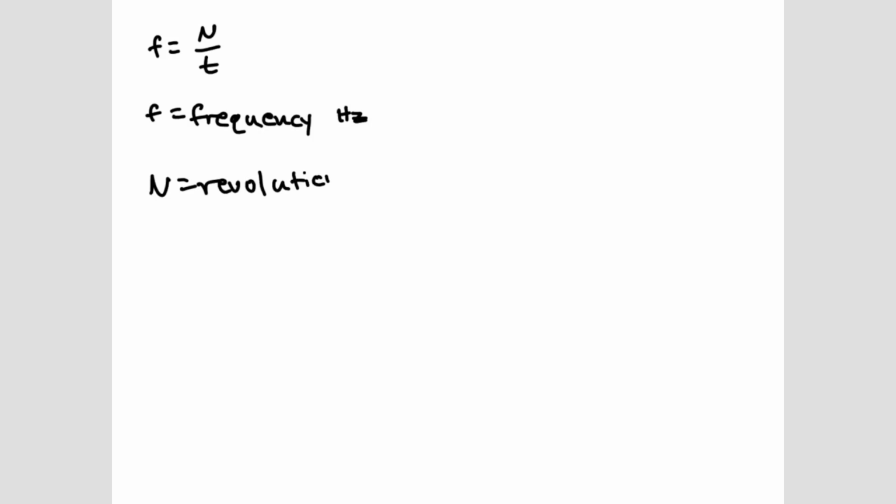The first formula is pretty straightforward. It is just F is equal to N over T. In this case, F is the frequency. Let me write that down. F is the frequency, and the frequency has the units of hertz. And hertz is just basically the revolutions per second. Thus, as you can probably assume, N is going to be revolutions, and T is the total time elapsed.